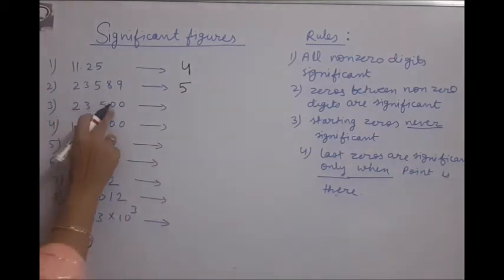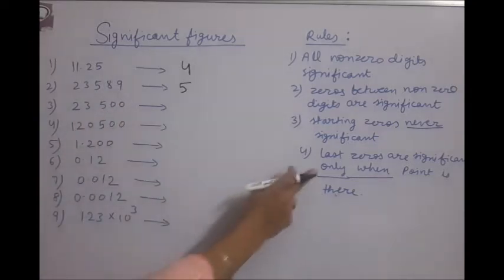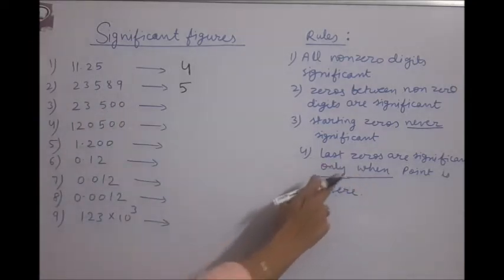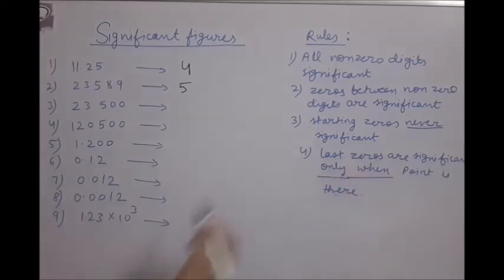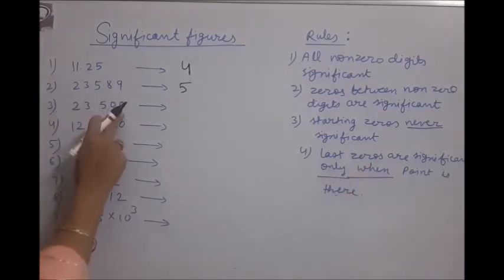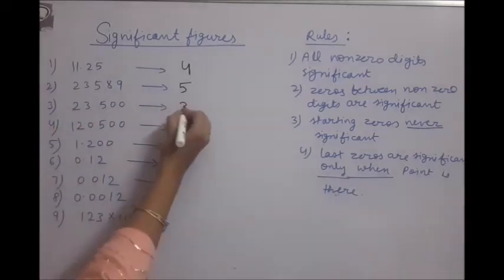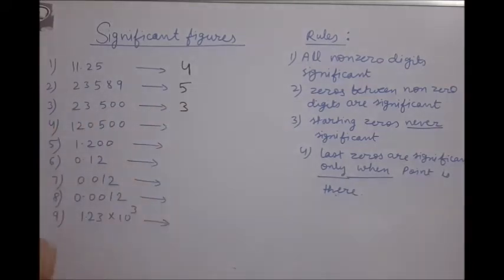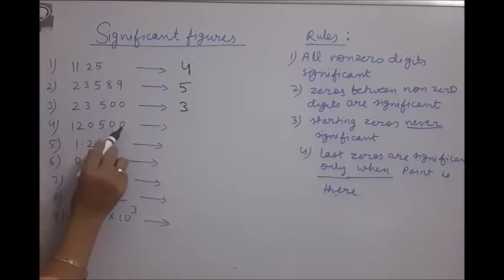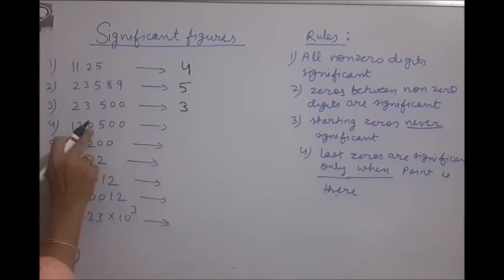Here 23500. Now at last the zeros are appearing. So by this rule, last zeros are significant only when the point is there. In this no point is there, so last zeros are not counted. So 1, 2, 3 are the significant digits. In this number, 0 is appearing here also, here also. Now the in-between 0 is always counted. Last 0 will not be counted because here the point is not there.